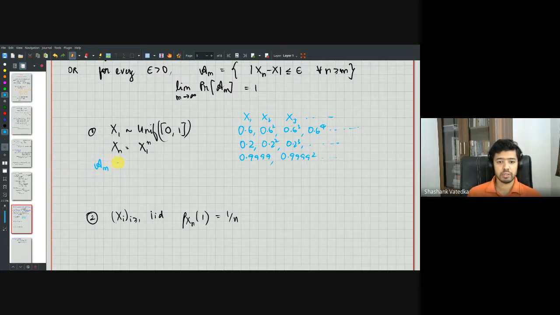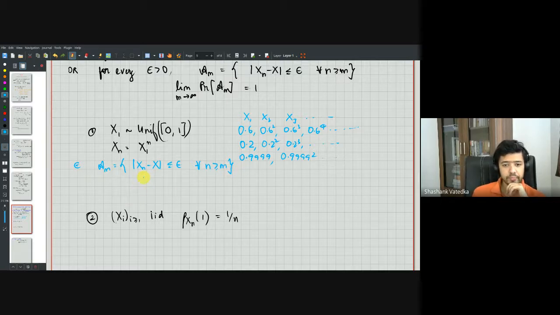AM is okay. So let's fix an epsilon greater than 0. Let us fix an epsilon and again look at AM. AM is the event that |xn − x| is less than or equal to epsilon for all n greater than or equal to m. Correct? That is the event.